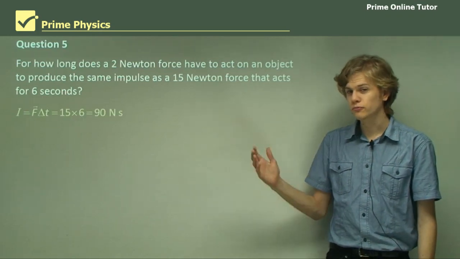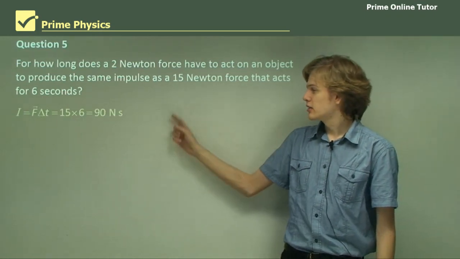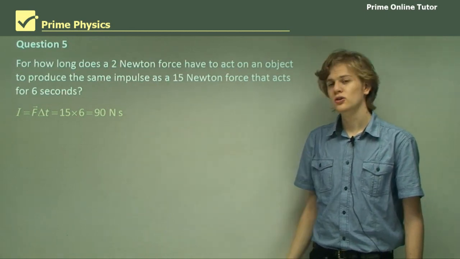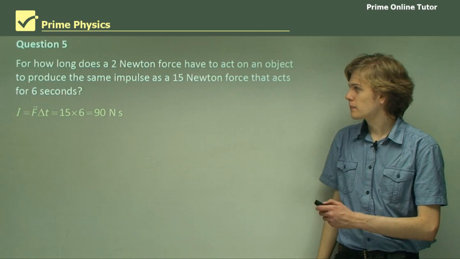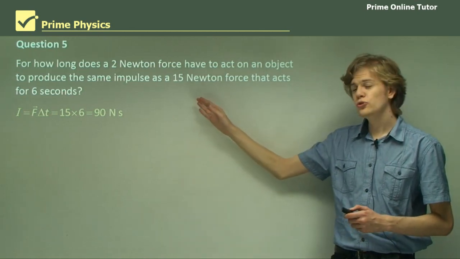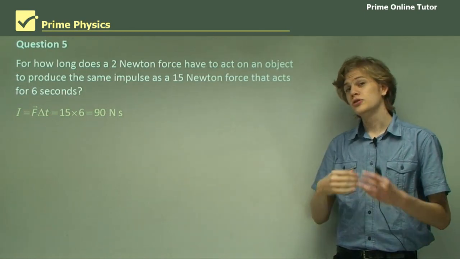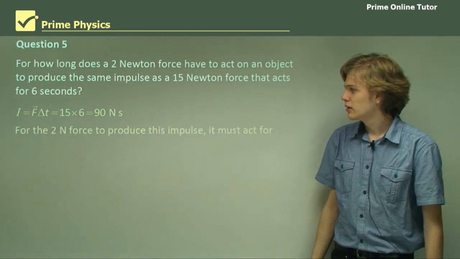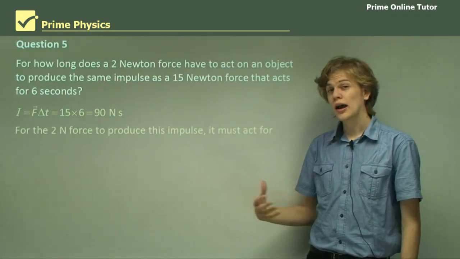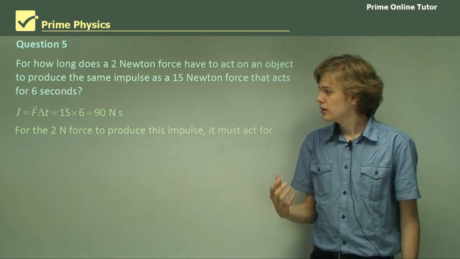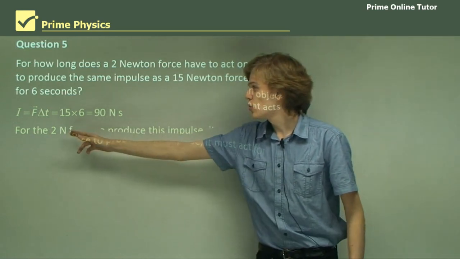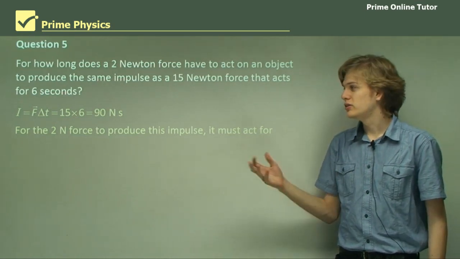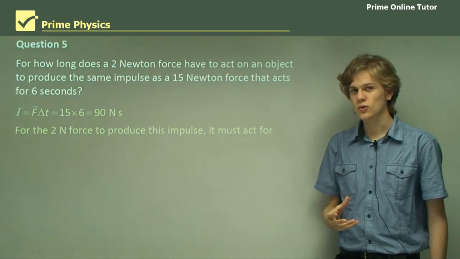So impulse is force times change in time. It's going to be 15 newtons times 6 seconds, which gives us 90 Newton seconds. So we want this 2 Newton force to produce a change in momentum of 90 Newton seconds. So how do we figure out how long it acts for? Well, all we need to do is rearrange this equation to make delta t, the time, the subject of the equation.